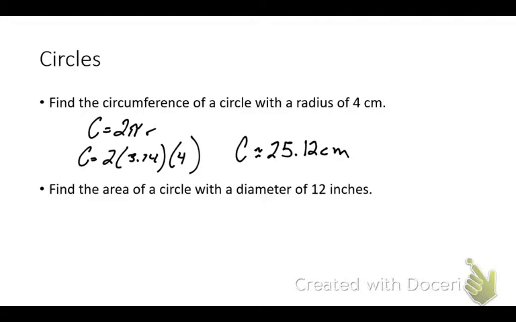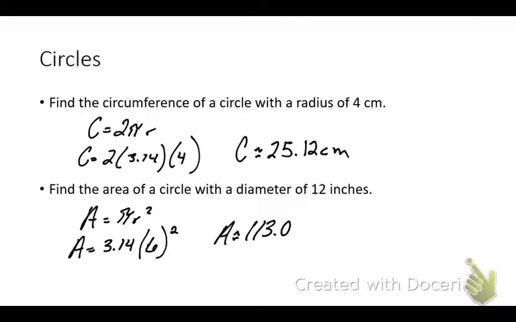Now for the area, A equals pi r squared. A equals 3.14. What is the radius? What is my radius, guys? 6 squared. So 36 times 3.14 equals 113.04. A is approximately 113.04 inches squared. So circles. Did you guys get those right? It really just comes down to formulas, right? Okay, so that's my circles.